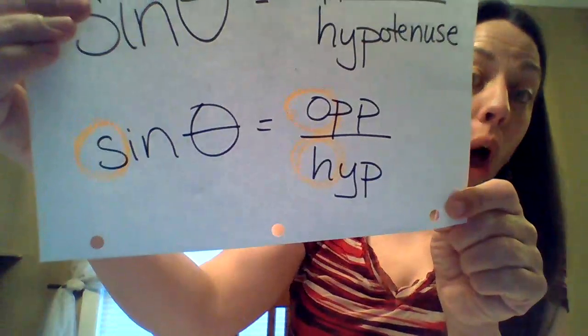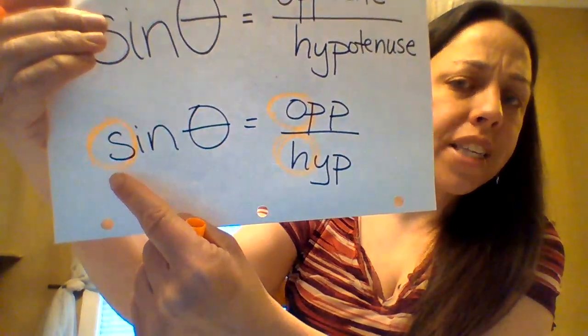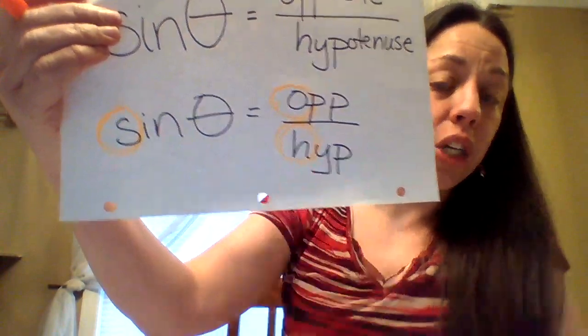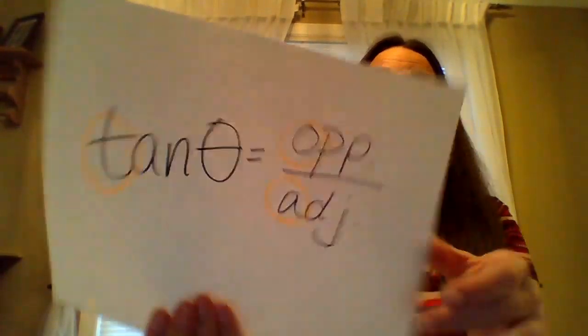By saying SOH, and I usually say it weird like that, it reminds us that SOH is sine, opposite and hypotenuse, for that ratio. CAH is that ratio of cosine, C, adjacent, A, hypotenuse, H, and TOA, again, tangent, T, opposite and adjacent. So SOHCAHTOA helps us remember that.